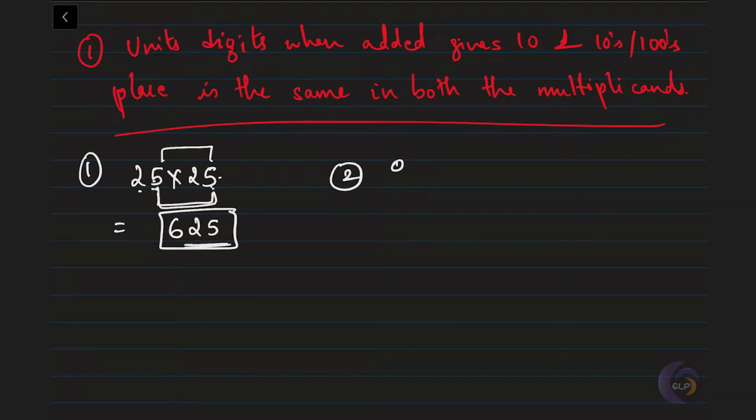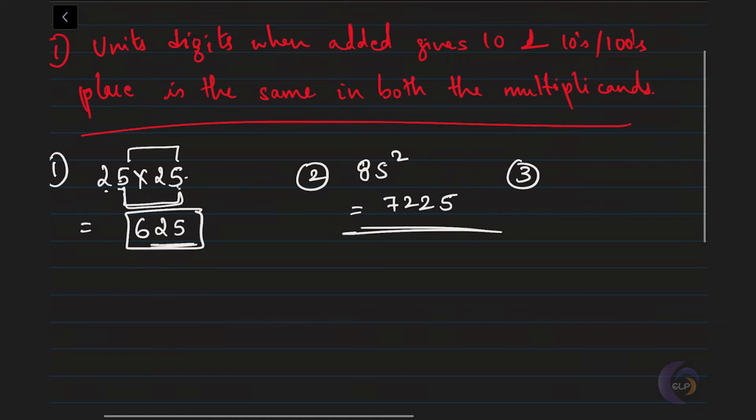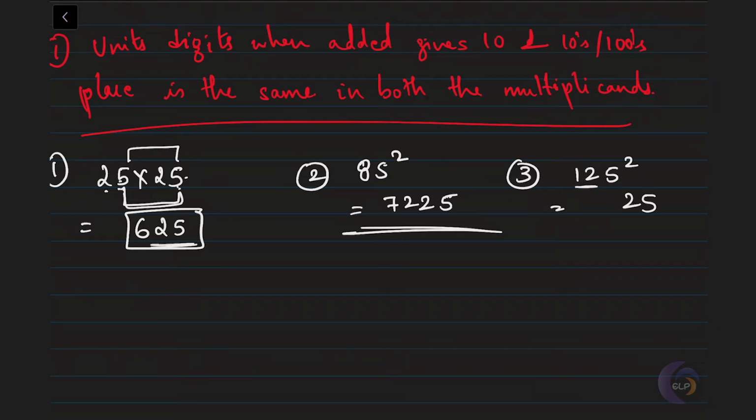Simple. So let's take say 85 square. So what it would be? Just write 5 into 5, 25, and 8 into 9. 8 into 9 is 72. So answer is 7225. Suppose third example, suppose you can say as 125 square. What would you write this as? 5 into 5 is 25 and 12, and the next digit of 12 is 13. So 12 into 13 is 156. So answer is 15625.